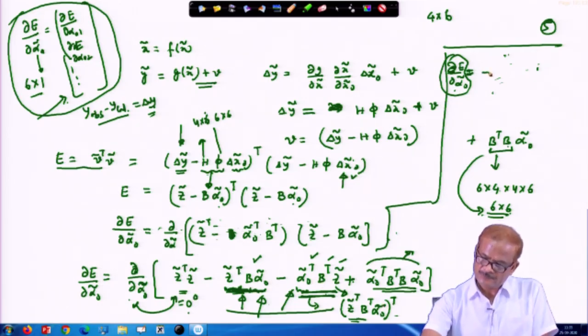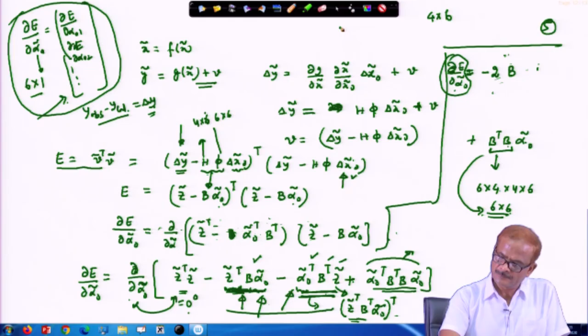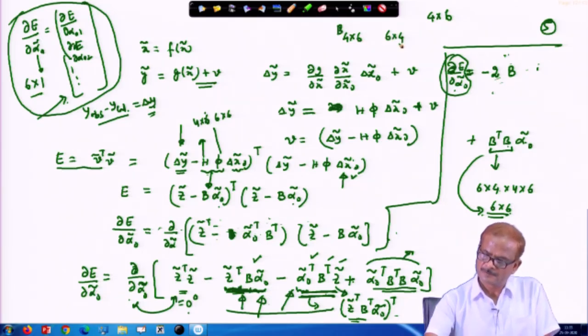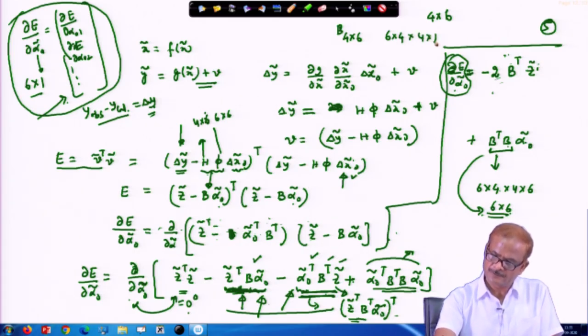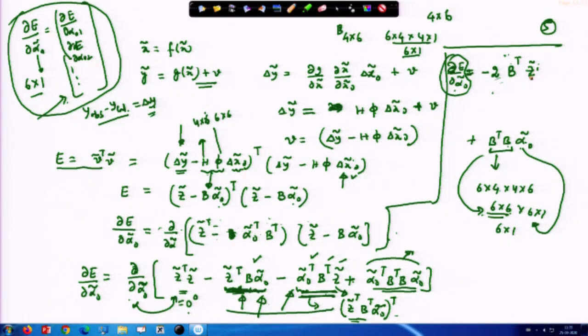And therefore, we write this quantity as 2 times B transpose. It is better written as B transpose, so that if B is of dimension 4 times 6, B transpose becomes 6 times 4. Then Z tilde becomes 4 into 1, so this becomes 6 into 1 size. Alpha 0 is of 6 into 1 size, so this becomes 6 into 1. This way the consistency exists.